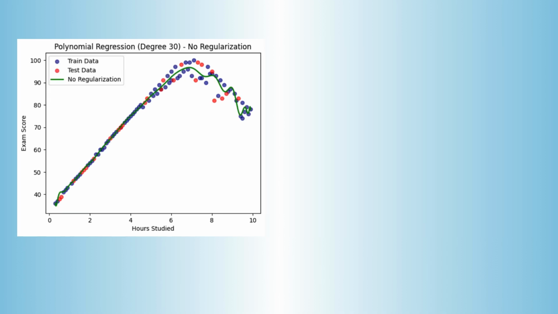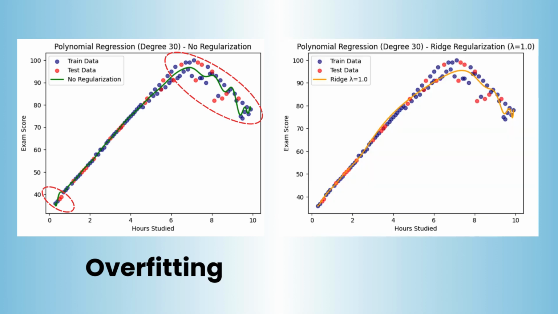But what happens if we give the model too much freedom? If we increase the degree of the polynomial? What if we let it do whatever it wants to minimize the error? We get this chaotic, oscillating mess. The model on the left has memorized the data. The model on the right has learned the actual pattern.